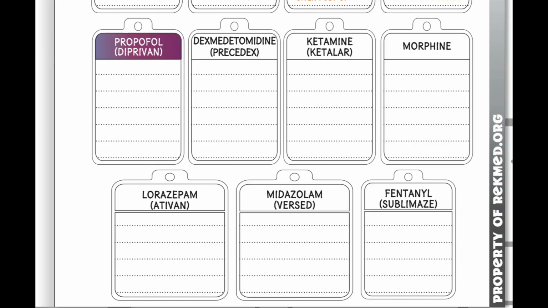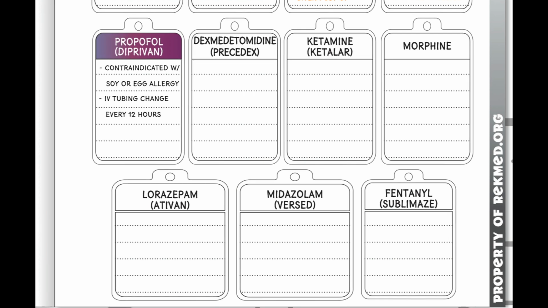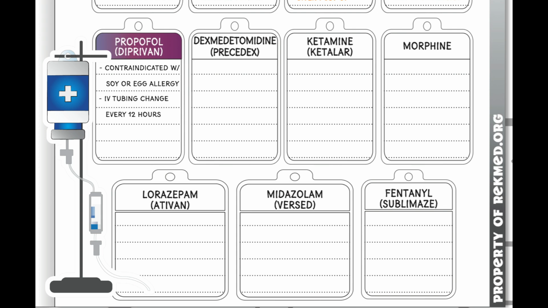First, we have our Propofol, and this is always going to require intubation anytime you get Propofol because it severely causes respiratory depression. So with Propofol, it is contraindicated with somebody that has a soy or egg allergy. And another thing that's important about our Propofol is that we're always changing our IV tubing every 12 hours, no matter what unit they're on.